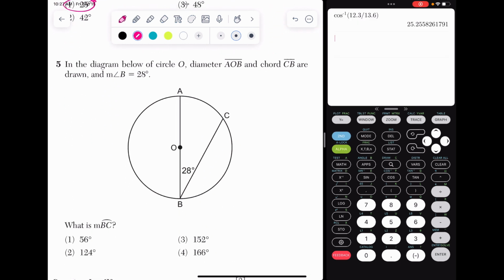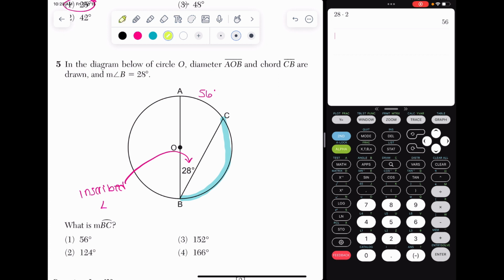Number 5. In the diagram below of circle O, diameter AOB and chord CB are drawn. We see angle B is 28 degrees. We want to know what the measure of arc BC is, so we are looking for this piece here. First, I'm going to find the measure of arc AC. This is an inscribed angle, and an inscribed angle is always going to be half the measure of the arc it intercepts. So I can tell that this arc is going to be 56 degrees because that is double that inscribed angle, or you could think about it, the inscribed angle is half of that arc. 28 is half of 56.